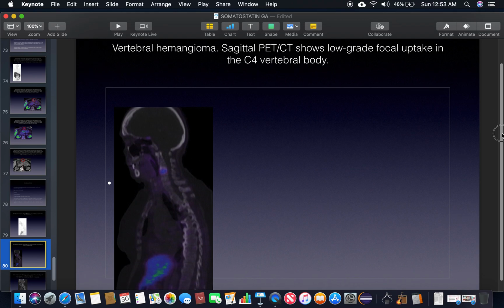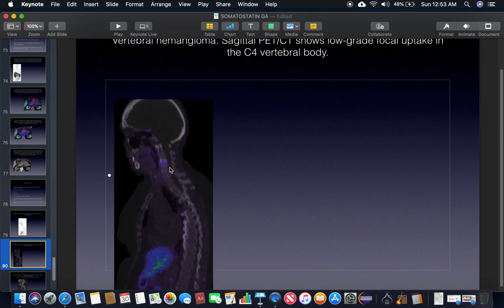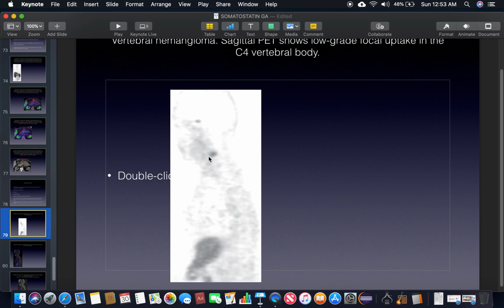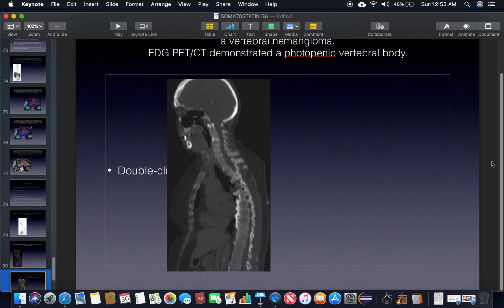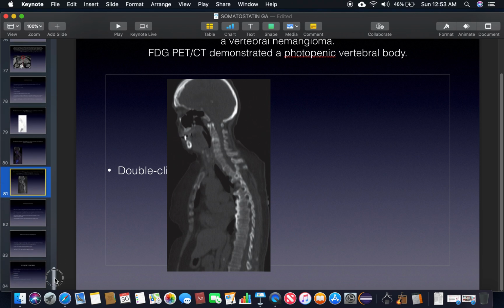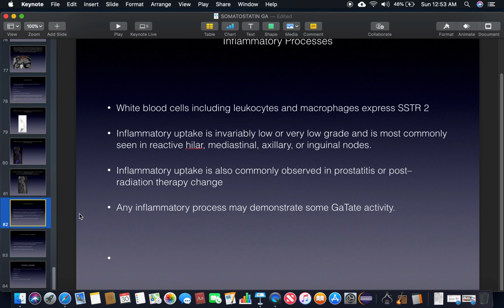Now this is an example of a person who has a low degree of uptake in C4. You're seeing on gallium, there is uptake there, and then this turned out to be a hemangioma, as you can see on the CT scan. So you have to be aware of some of these variations and false positives.